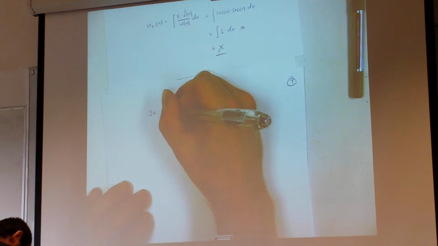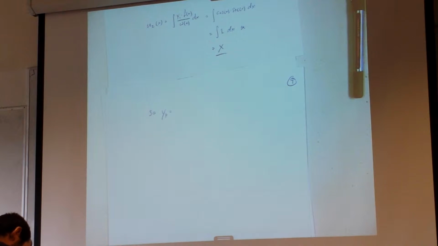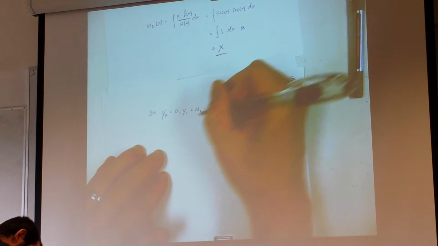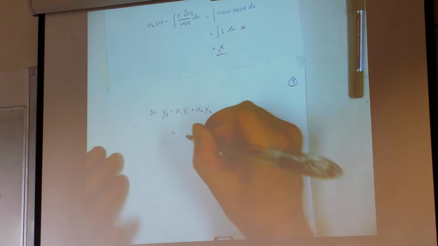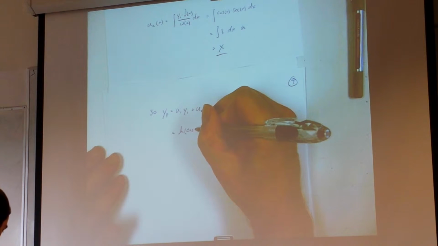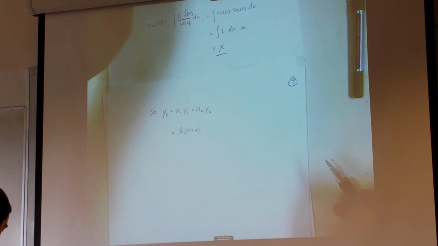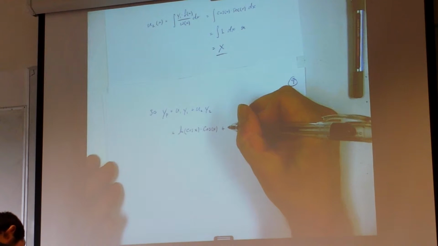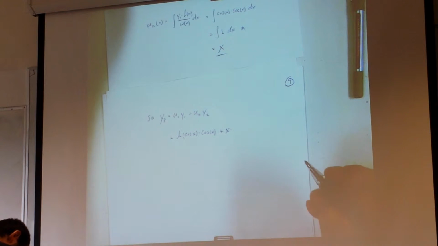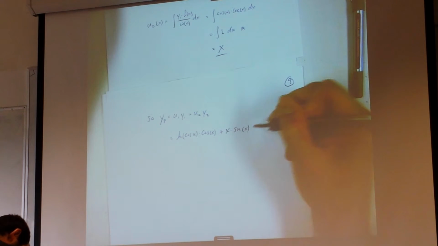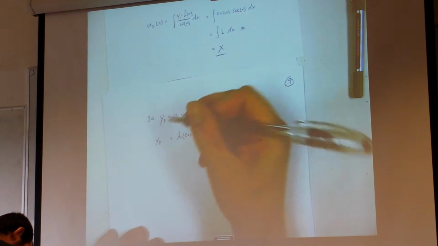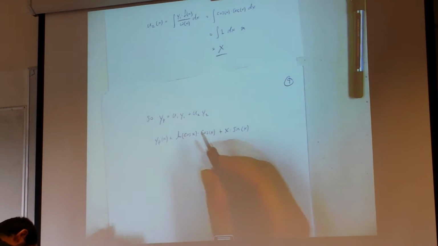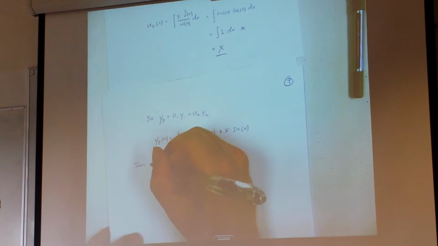So, this makes our particular solution what? u1 times y1 plus u2 times y2. And we just found u1 and u2. u1 is natural log cosine x times y1, which is cosine x, plus u2 times y2. y2 is sine of x. All right. So that's our particular solution. And I'm not going to write it out just for the sake of time.